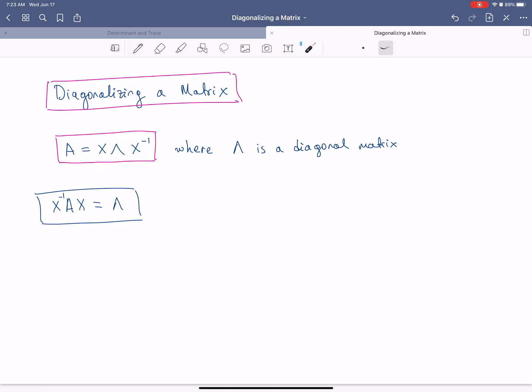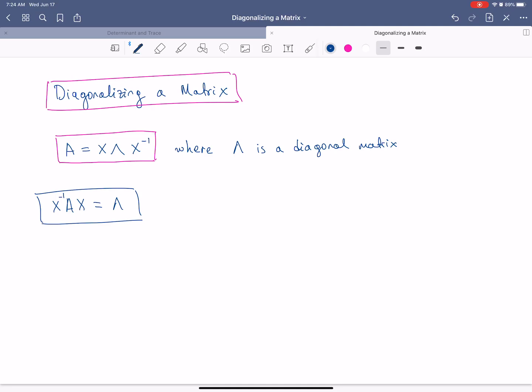But the point is that we can get to a diagonal lambda from A via some invertible matrix X. Then we will have some very interesting properties that come for the powers of A. So this is why we call it diagonalized. We can multiply A by some matrix X and its inverse to get to a diagonal form. That's where diagonalization comes from.